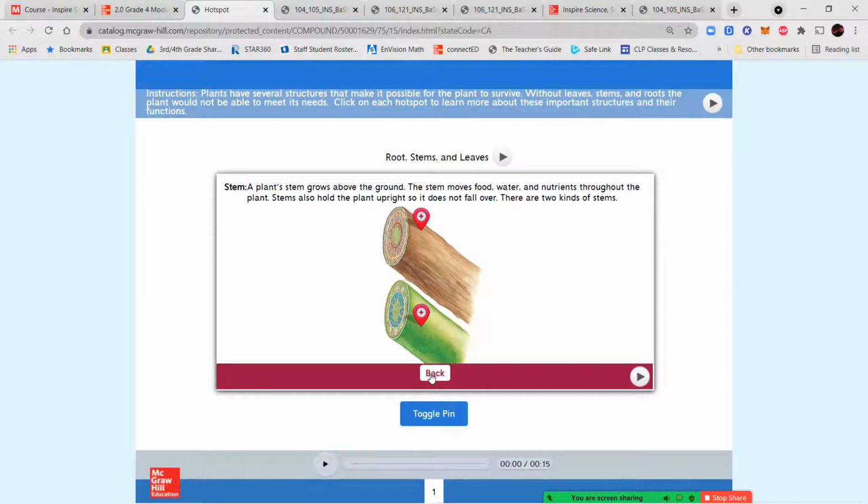So here we can see that the stem has a lot of different purposes. One of them is basically to hold the plant upright so the plant can stand, otherwise it would flop over. And depending on the kind of stem it has, they have a different function.